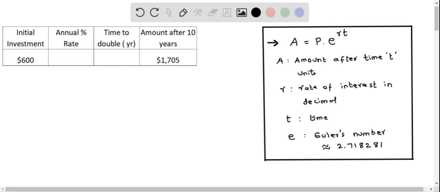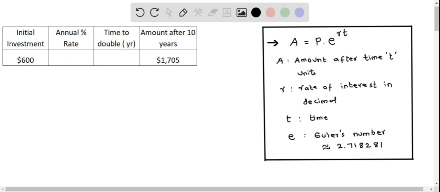raised to the power of rt, where A is the amount after t units. It could be in years or weeks or days, something like that. And r is the rate of interest in decimal, t is the time, and e is Euler's number, approximately 2.718281. So let's use this formula to fill in the missing values.